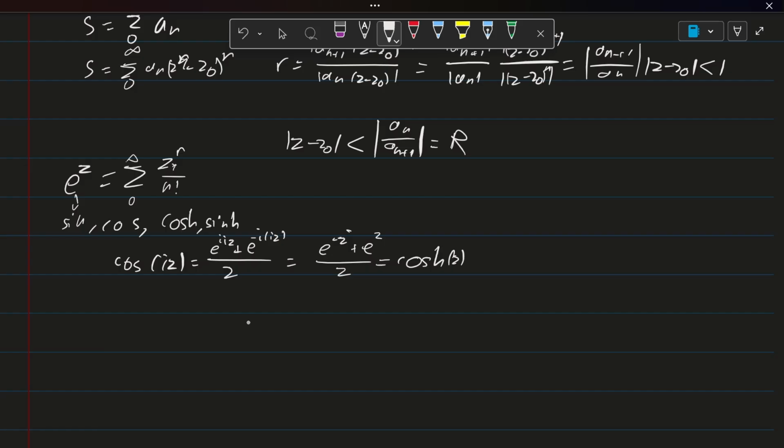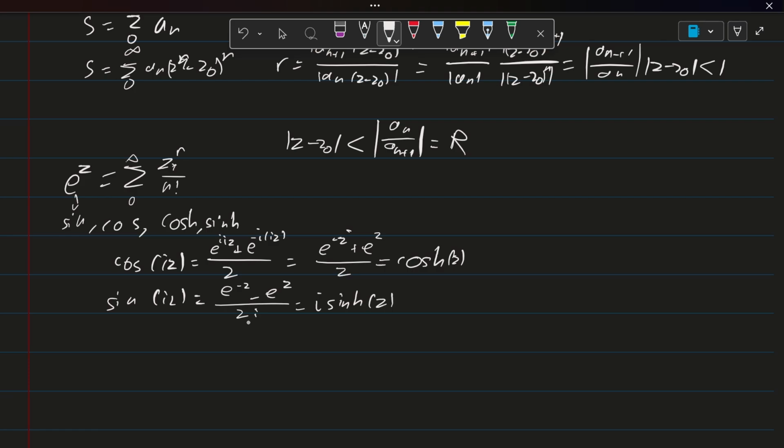So this is the first relation. The other, sine iz, we can do the same thing: e to the power negative z minus e to the power z over 2i. And this is the same thing as i sinh of z.